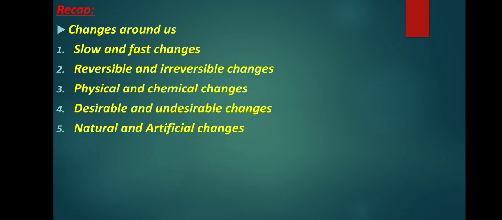Now we are going to discuss slow and fast changes. Slow changes: changes which take place over a long period of time. Hours, days, months, years are known as slow changes. For example, growth of nails and hair, change of season, germination of seed.